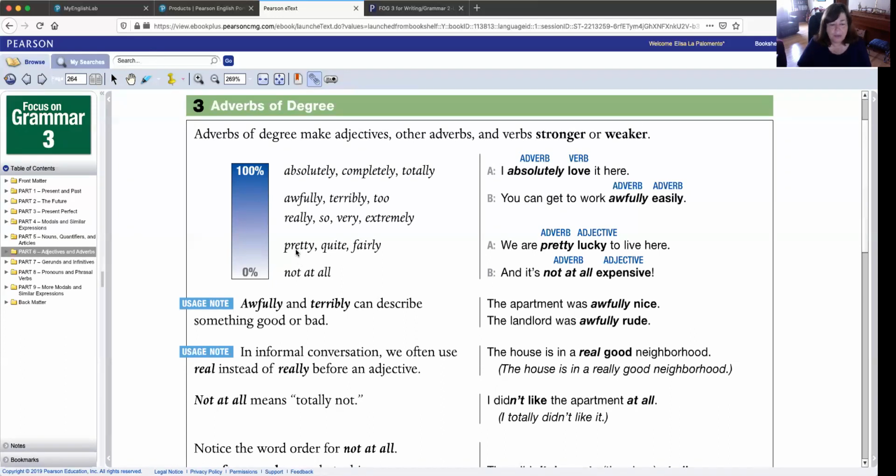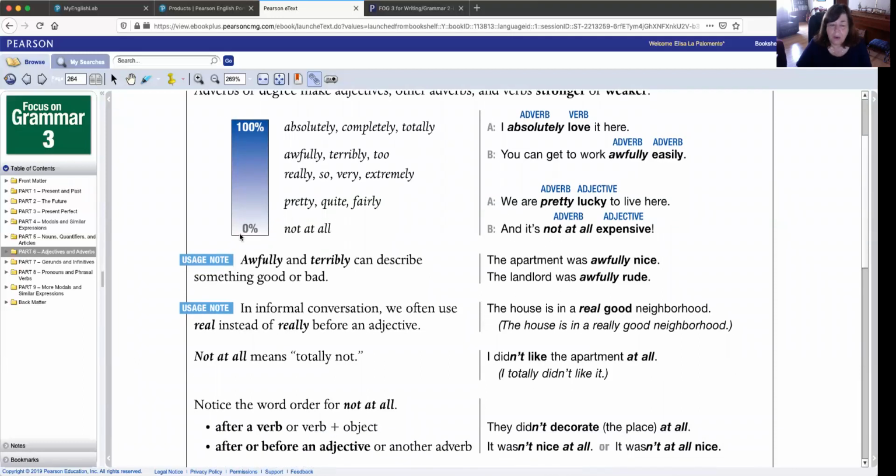And then they have pretty, quite, fairly. This pretty certainly does not mean beautiful or nice looking. It is an adverb of degree showing you how much. In this case, they're putting it maybe at 30%, 25%. We are pretty lucky to live here. I think it's more than 25 or 30%. I would say these words are more like 50%, okay?